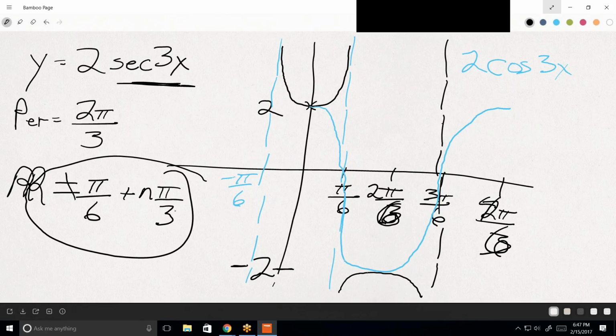Notice that, and you can always check this out: when n is 0, I get an asymptote at pi over 6, I do. When n is 1, I get an asymptote at pi over 6 plus 1 times 2 pi over 6, that's 3 pi over 6, I do, and so forth and so on. So once you come up with this domain, check it. At least check to make sure that it gives you your first couple of asymptotes in the right location.